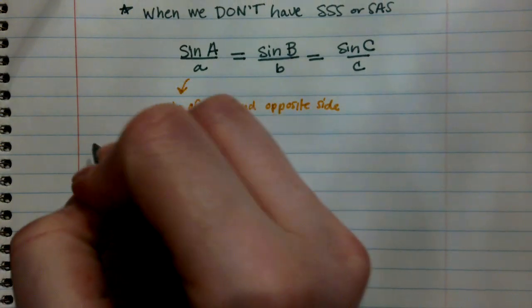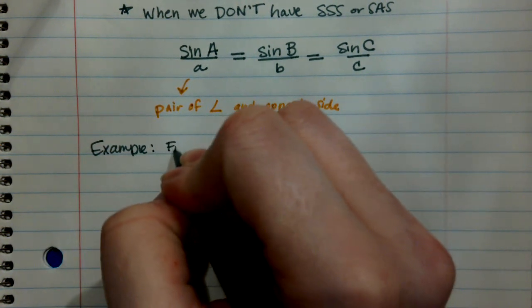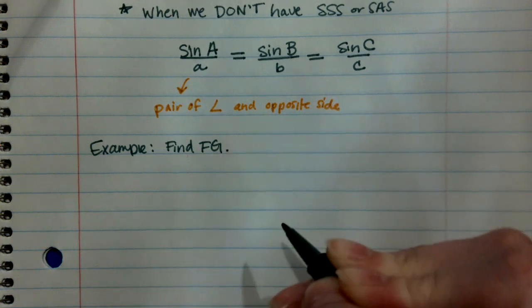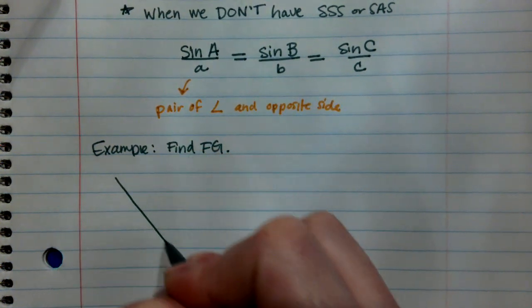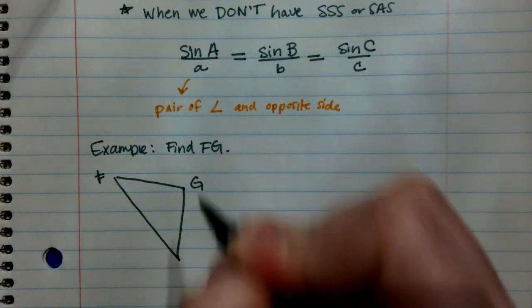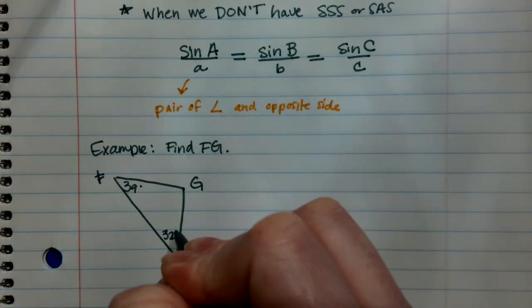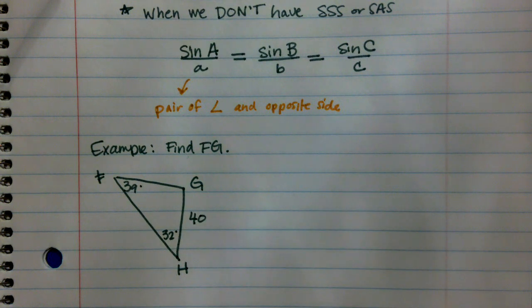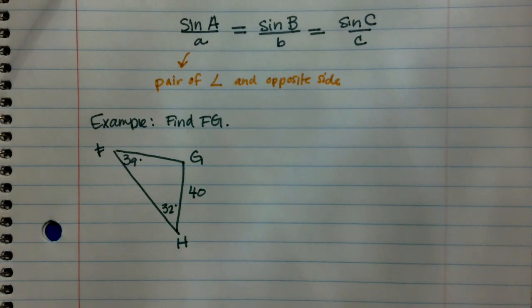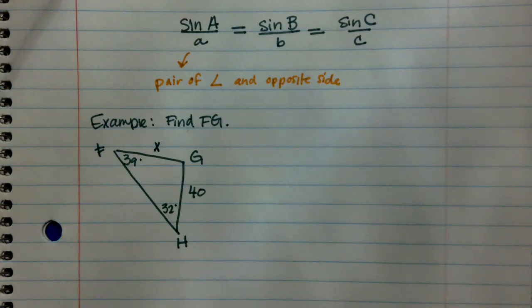So let's look at an example of how we would do this. This first example asks us to find FG. And we have this angle is 39, this one's 32, and this side is 40. You can see that we do not have side angle side or side side side, so we would want to default to the law of sines for this one. And we're finding FG, so I'm going to put an X there to represent what I don't know.